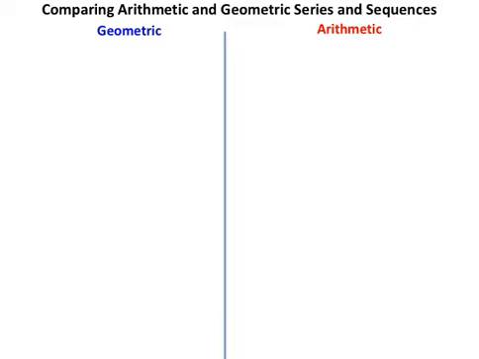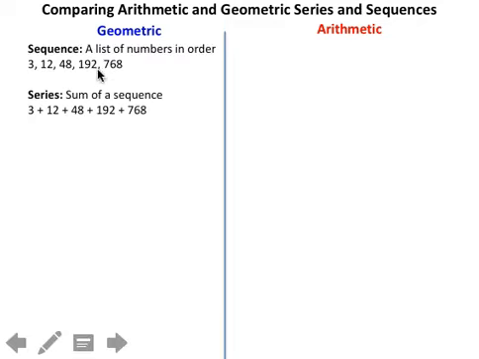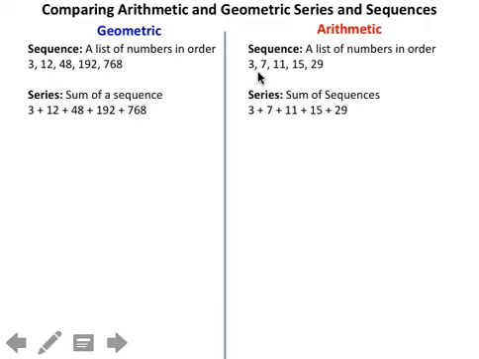Let's start with the idea of a sequence. A sequence is simply a list of numbers in order. And below right here, 3, 12, 48, 192, and so on. This is an example of a geometric sequence. We can transform a sequence into a series simply by adding addition signs. So the definition of a series is the sum of a sequence. On the right side here, I have an arithmetic sequence, same definition, and an arithmetic series.